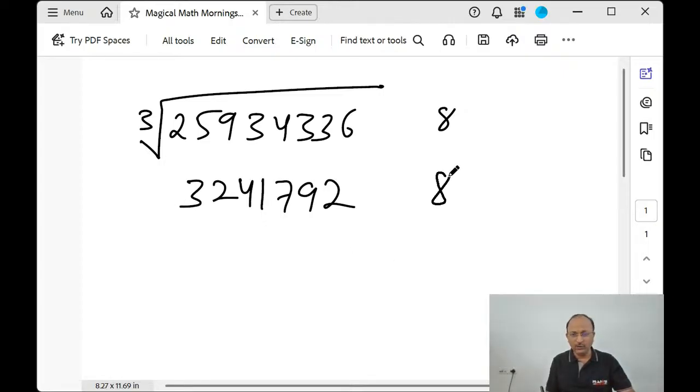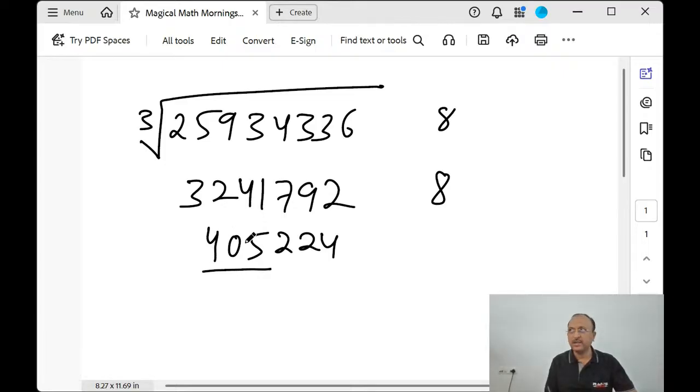Again with 8 it will go: 8 4s are 32, 8 zeros are 0, 8 5s are 40, 8 2s are 16. Like you can do this fast. Correct? No? 8 2s are 16, 8 4s are 32. This we can easily write.